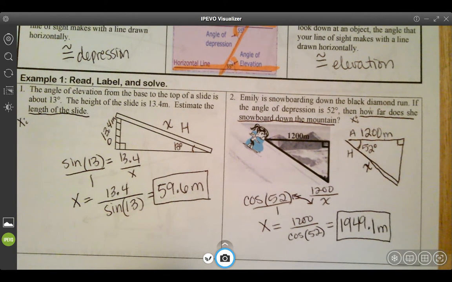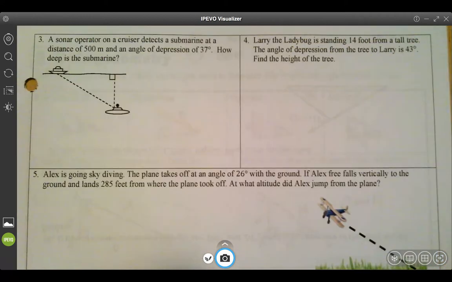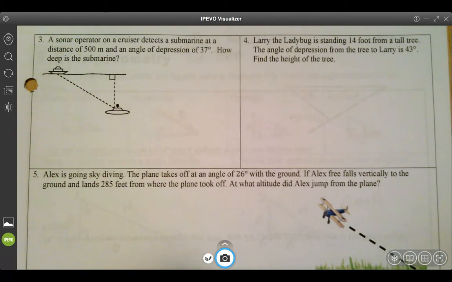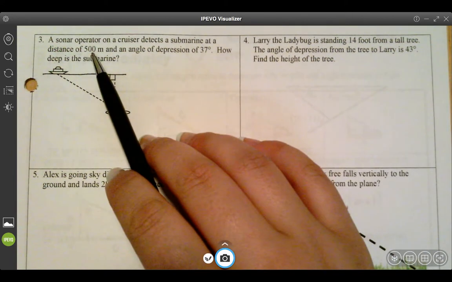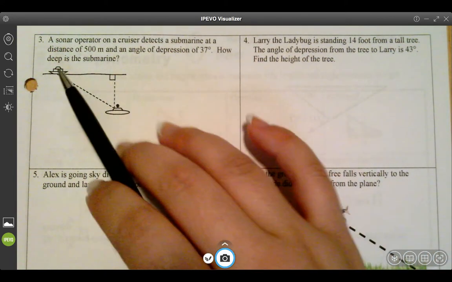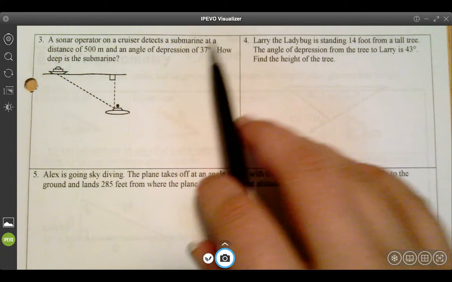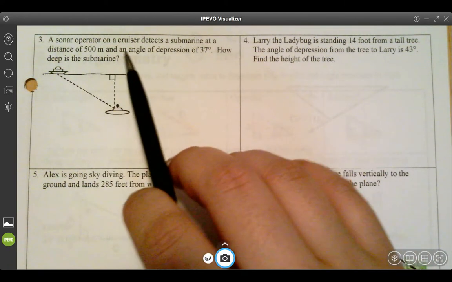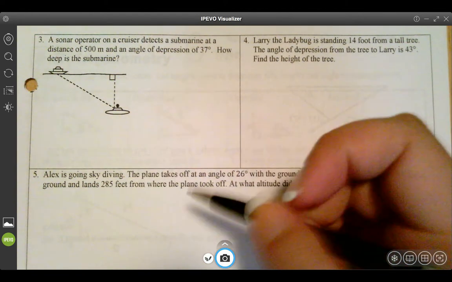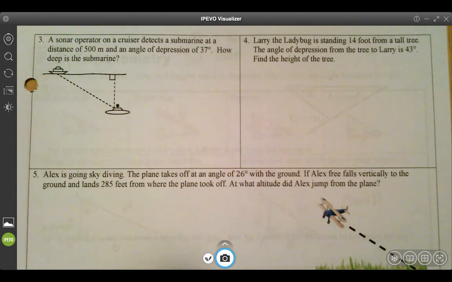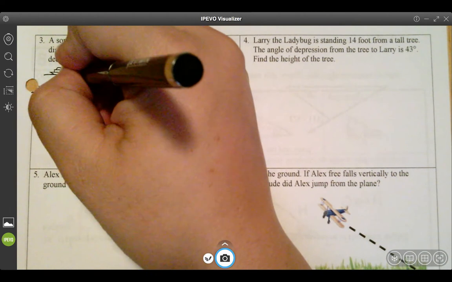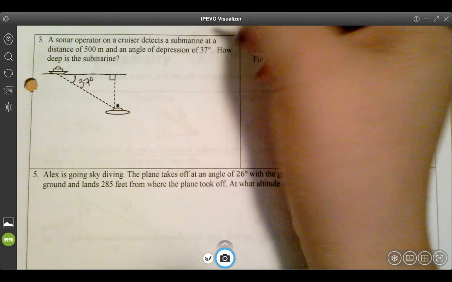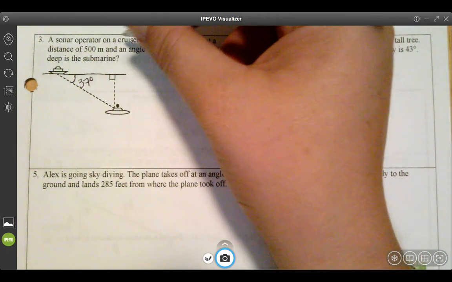Let's take a look at our last page of examples. For example 3, we're looking at a sonar operator on a cruiser detecting a submarine at a distance of 500 meters and an angle of depression of 37 degrees. How deep is the submarine? So we've got a boat detecting a submarine, something underneath the water. So we're measuring from the water, from sea level down. The angle of depression going down is 37 degrees. The cruiser is 500 meters from the submarine.